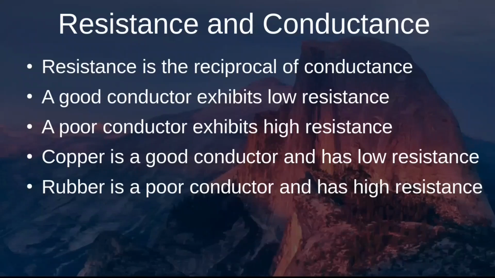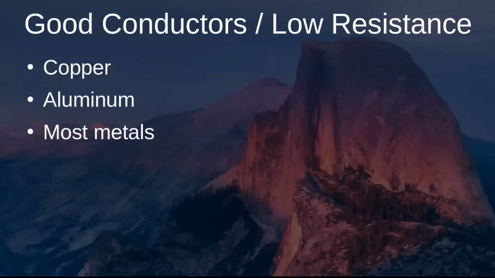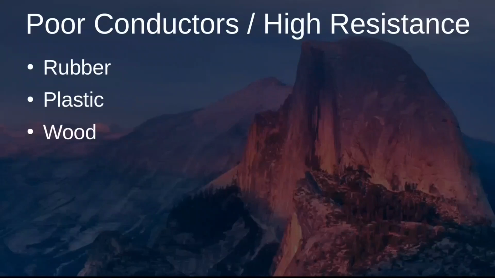Most metals, such as copper, are examples of good conductors, and copper has a very low resistance. However, if you tried to pass an electric current through a piece of rubber, it has very high resistance. That's why rubber and plastics are known as good insulators and not good conductors. More examples of good conductors which have low resistance: copper, aluminum, and most metals. This is why we utilize these compounds in electrical circuits, because they conduct electricity well. Poor conductors have high resistance, and examples again include rubber, plastic, and let's say wood.